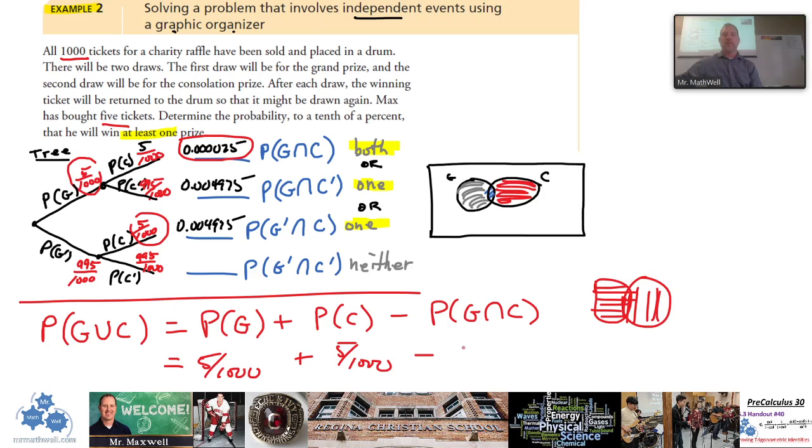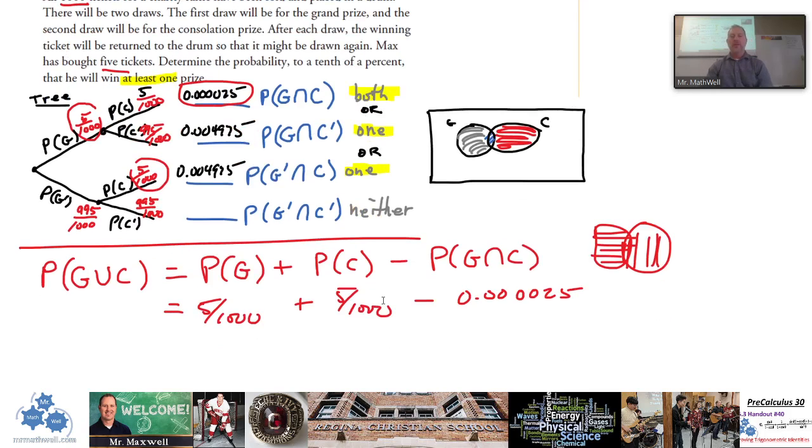Okay? So 0.0000025. So when we do this on our calculator, what we get is this: 0.009975. Okay? That's what we get.